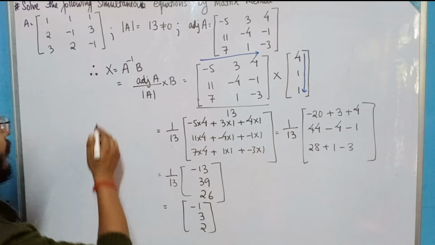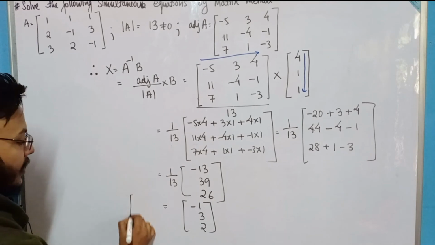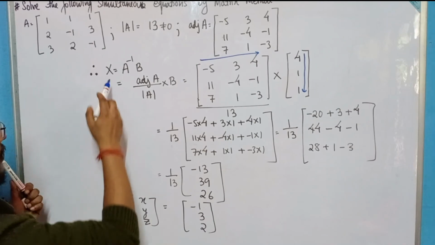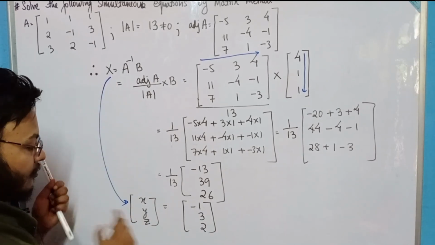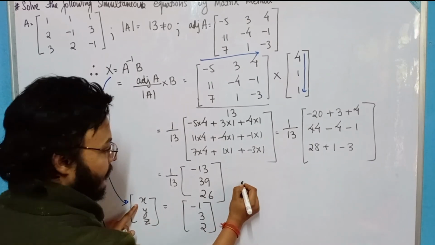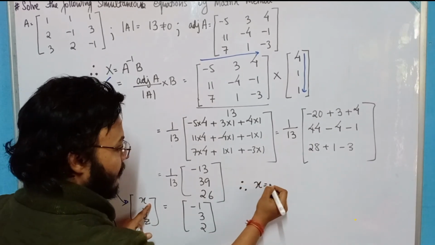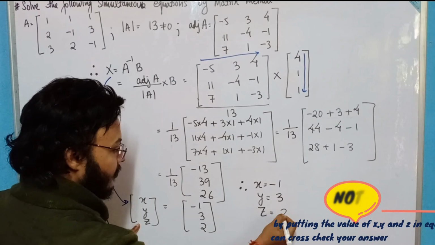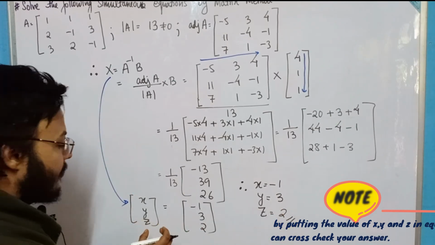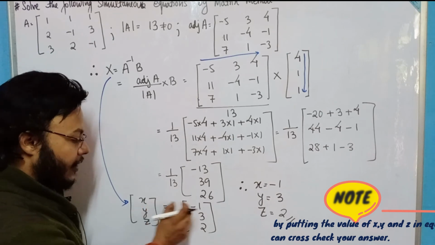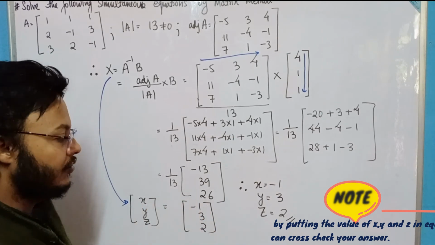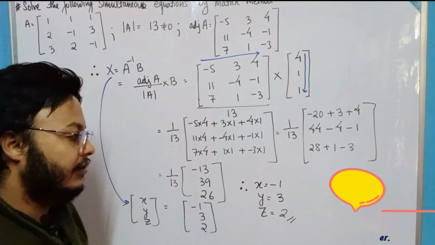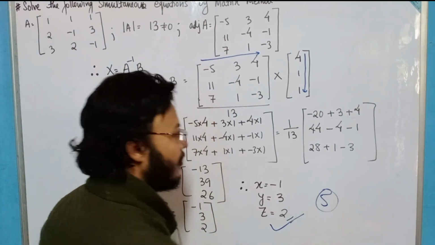Hope you are clear with this. Now what is the value of X? As you know, X is the matrix x, y, z. Since the two matrices are equal, what will I get? Therefore x will be minus 1, y equals 3, and z equals 2. As you know, if two matrices are equal, the corresponding elements should be equal. Hope you are clear with this. So finally we got the values of x, y, and z. Till here, this carries 5 marks.